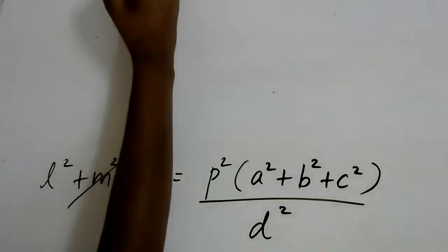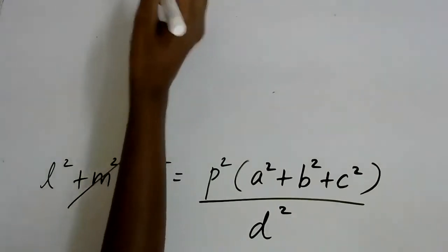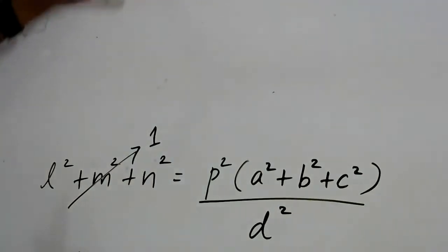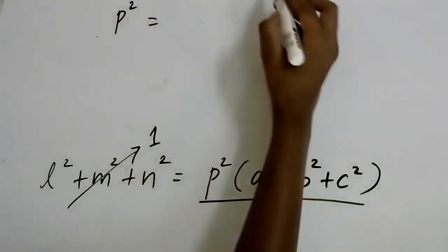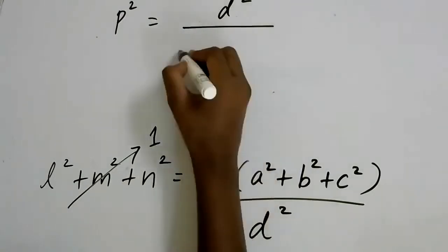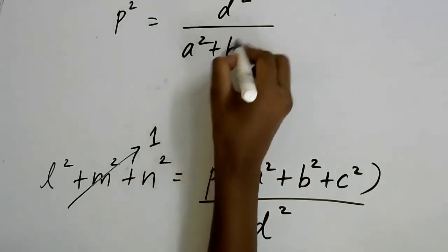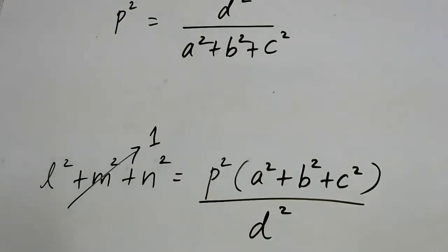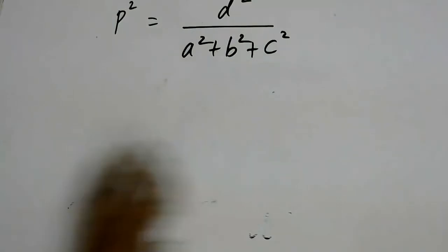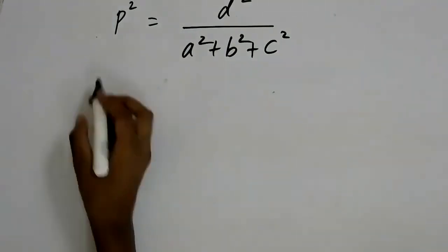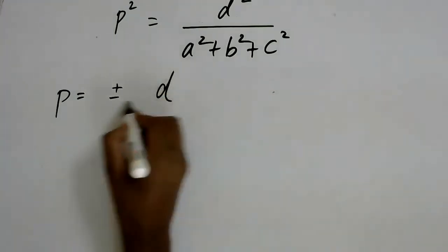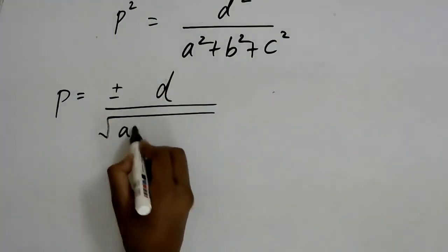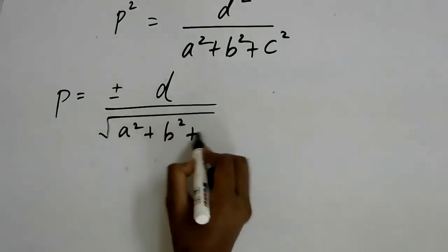That means p square can be written as d square upon a square plus b square plus c square. Again, taking square root on both sides, we have p is equal to plus or minus d upon root of a square plus b square plus c square.